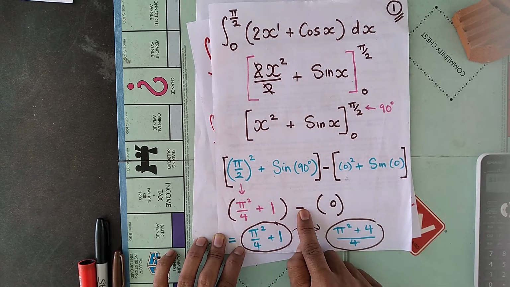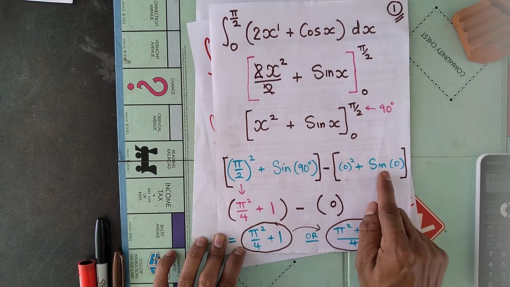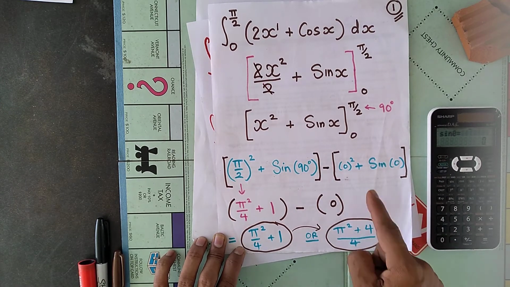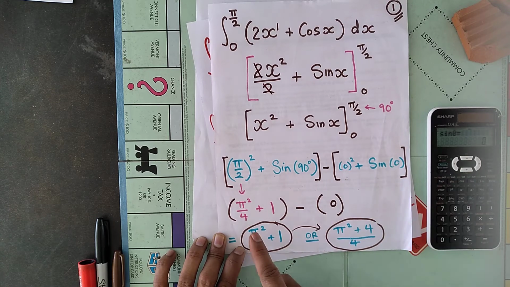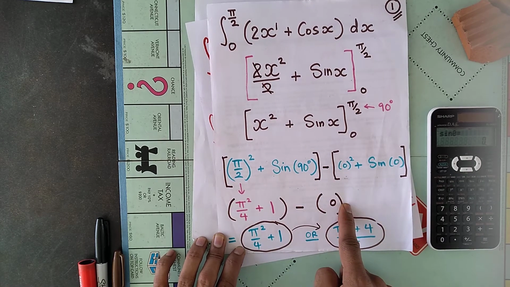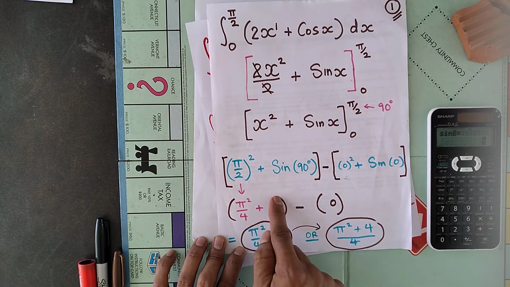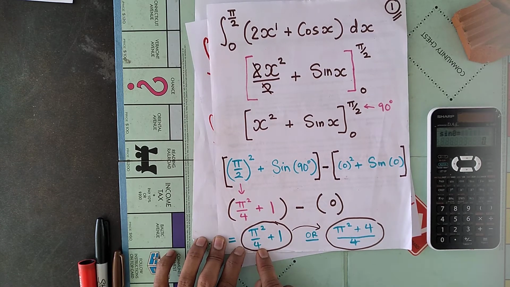This is this minus sign here. 0 squared is 0 and sine 0 is also 0. Sine 0 is still 0. So this whole brackets boils down to 0. So you end up with this minus 0, which is the same thing as what? If you minus 0 from something, you'll be left with the pi squared on 4 plus 1.